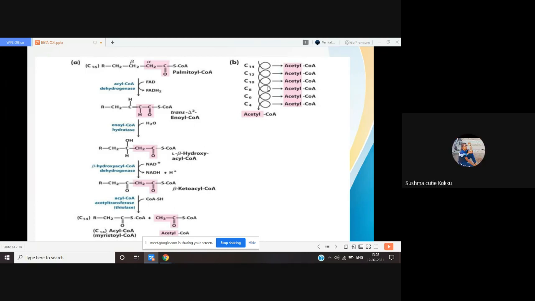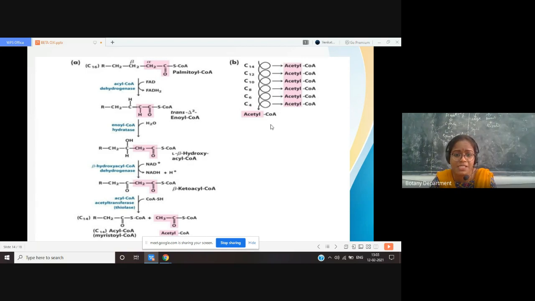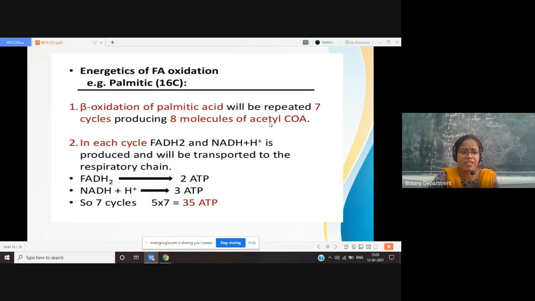This acetyl CoA is entering into our Krebs cycle. Now we will study energetics. Beta oxidation of palmitic acid, which is a 16 carbon compound, will undergo 7 cycles and produce 8 molecules of acetyl CoA. And in each cycle, FADH2 and NADH2 is produced.